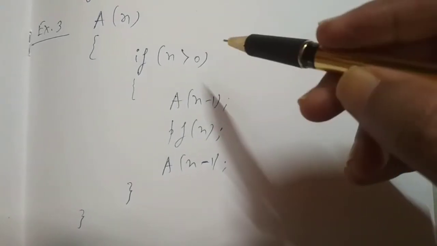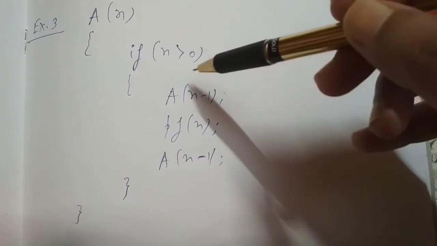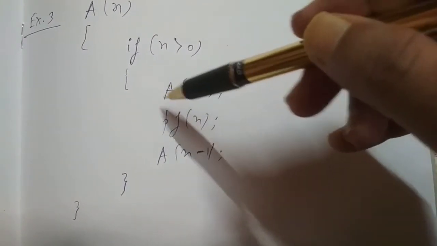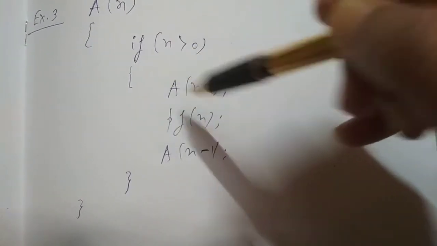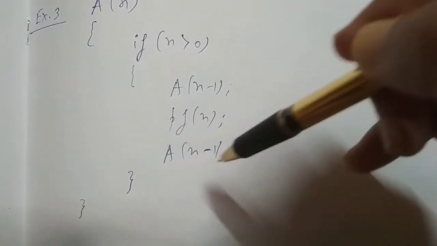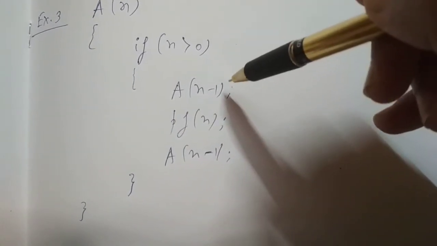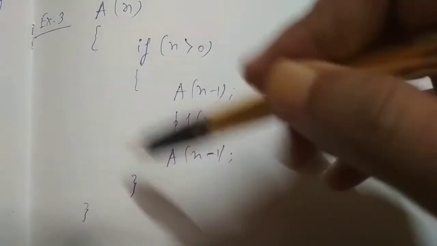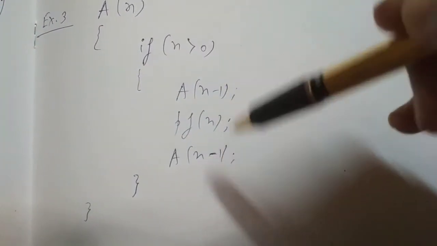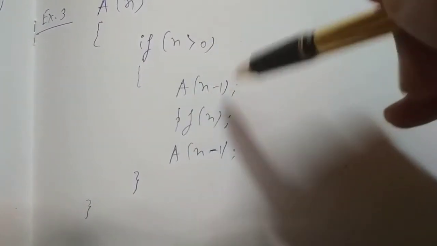Now let's take up this example. Here we can see that there is a recursive call at the beginning as well as a recursive call at the end. So this is an example of a mixed recursion, right? We cannot classify this recursion as either head recursion or tail recursion. This is an example of a mixed recursion.